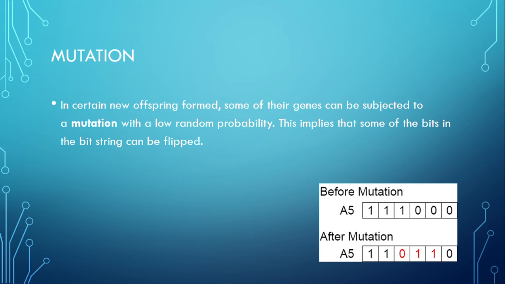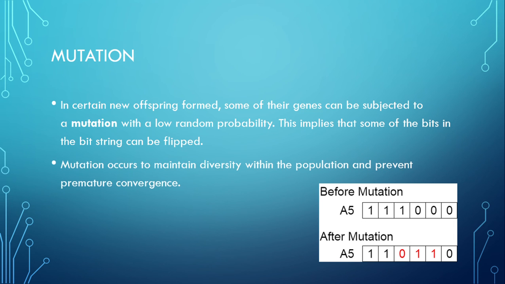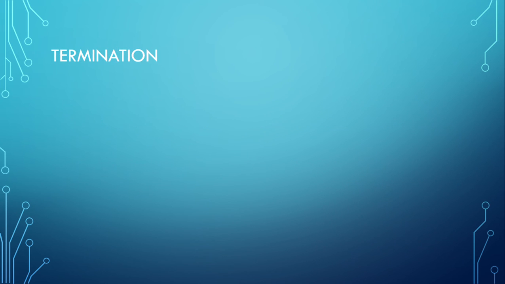Sometimes mutation could be good and sometimes mutation could be bad. For example, cancer is a type of mutation. That's a mutation in human DNA and it causes cancer, because DNA reproduces itself again and again, and if there's some change in DNA, it will cause a mutation. Mutation occurs to maintain diversity within the population and prevent premature convergence. This is one of the reasons why mutation occurs.